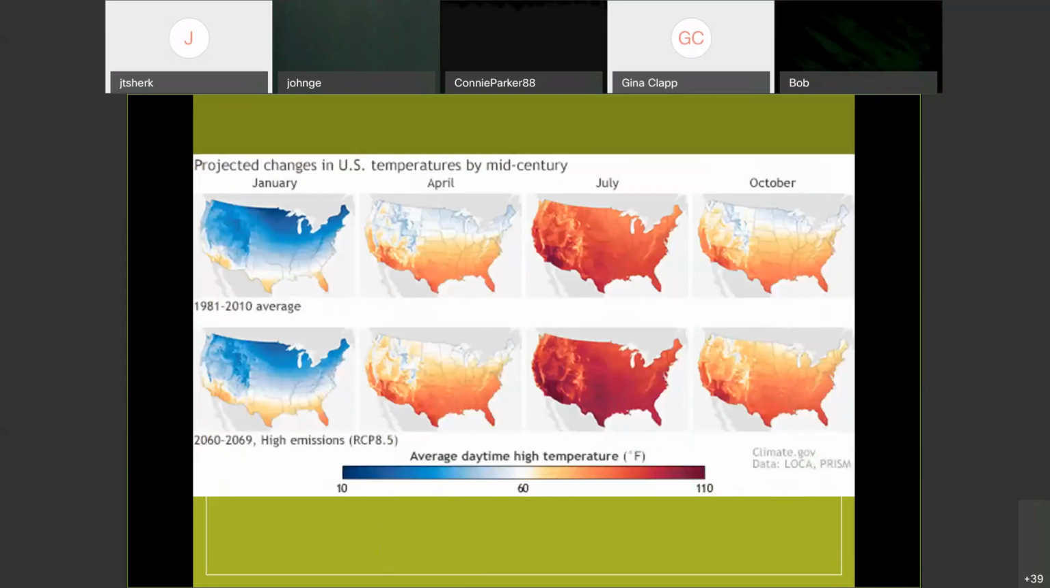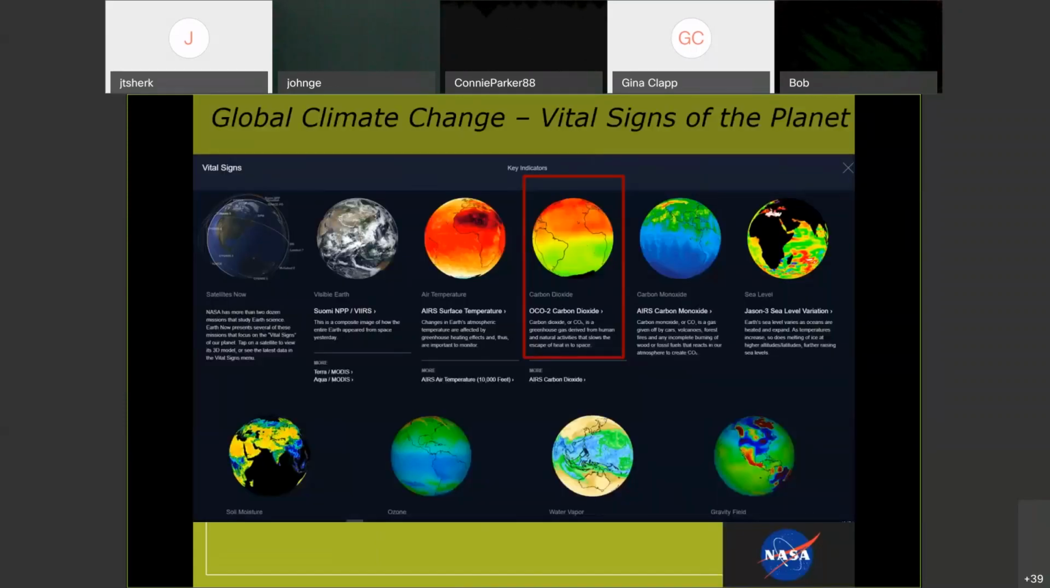And if we continue, the projections are fairly dire. But I think we have the ability to turn it around. I'm a very positive person and think that we can do this thing.